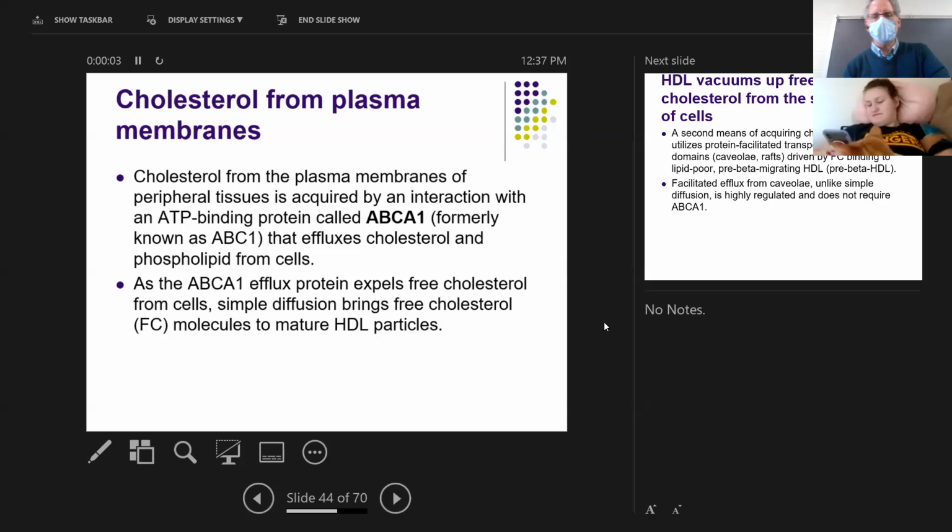All right, so ABCA1 helps expel the free cholesterol, and ABCA1 pretty clearly plays a role in clearing cholesterol from plaques. And that comes both from work that's been done in the test tube and also from work mainly in rodents.